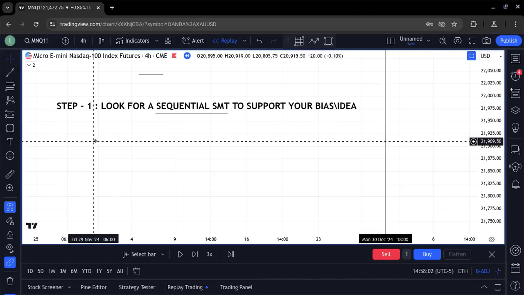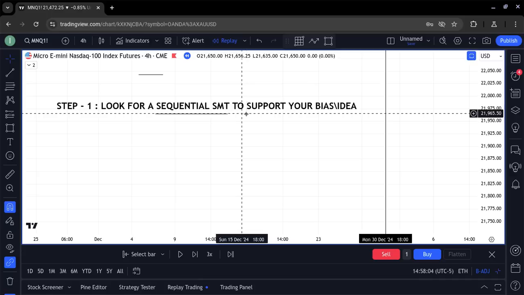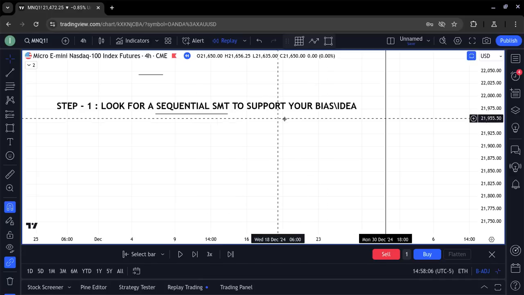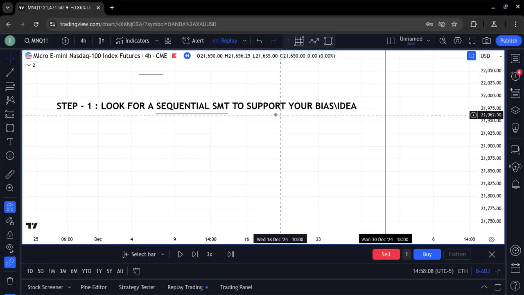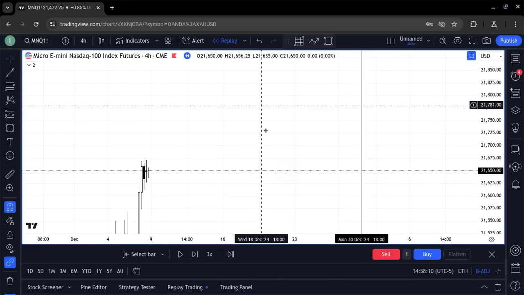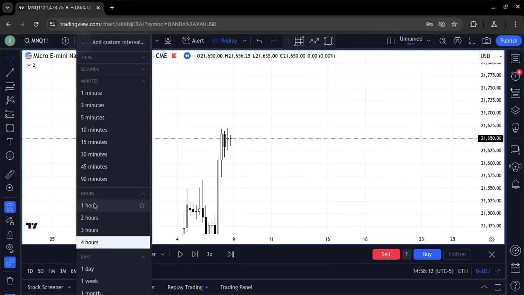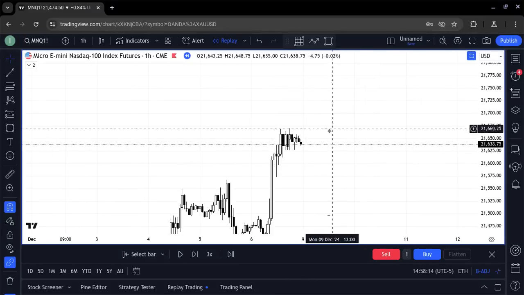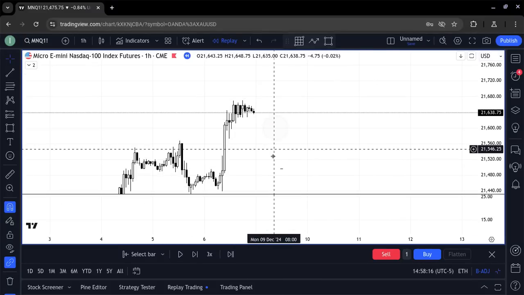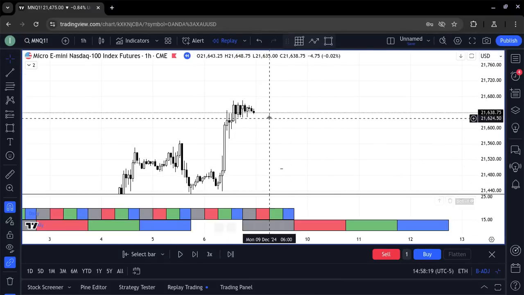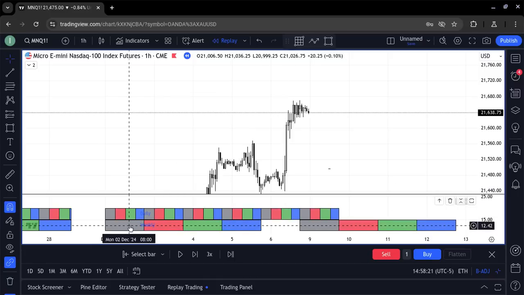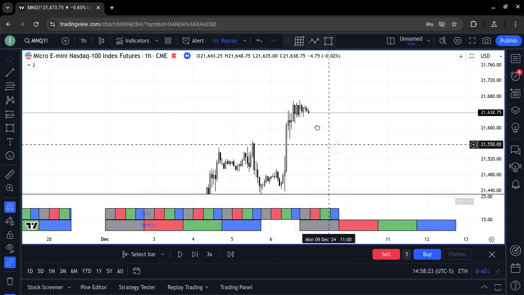Firstly, if you look for a second sequential SMT to support your idea, you have to look at the higher time frame. For me, I look at the weekly cycle. So what is the weekly cycle? It comprises of 4 days of the week. So Monday, Tuesday, Wednesday, Thursday, Friday.